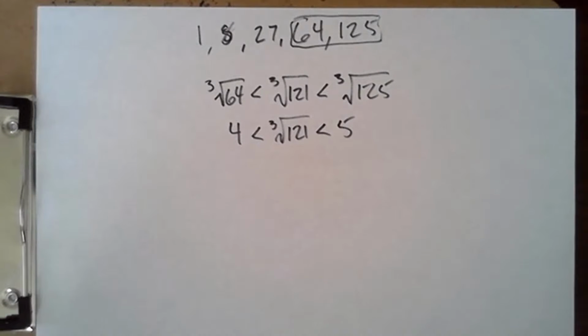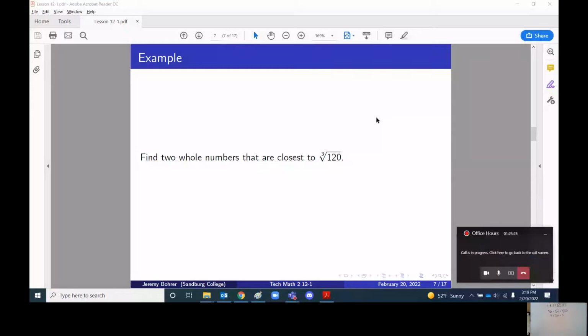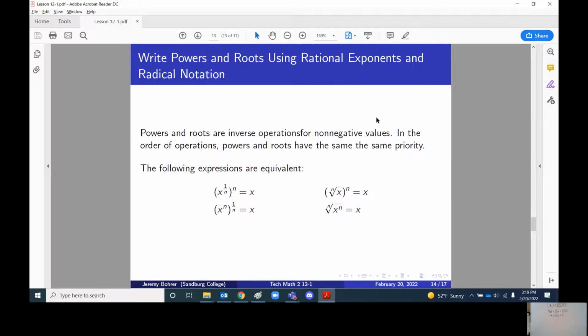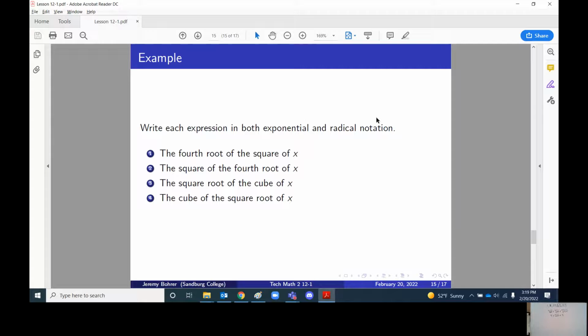Moving on. Next up, we are asked to write these expressions: the fourth root of the square root of x, the square of the fourth root of x, the square root of the cube of x, and the cube of the square root of x, all in both exponential and radical notation.